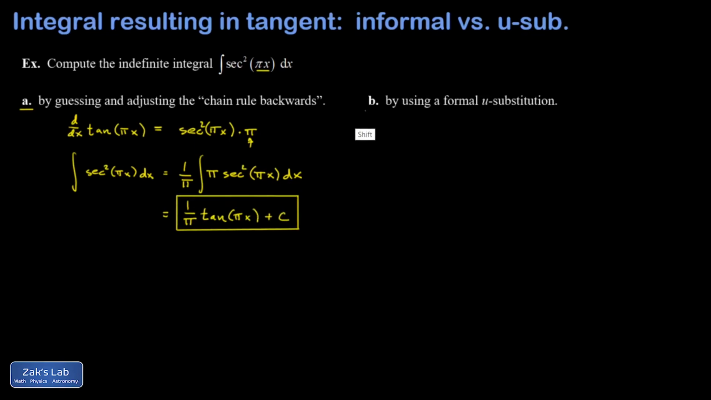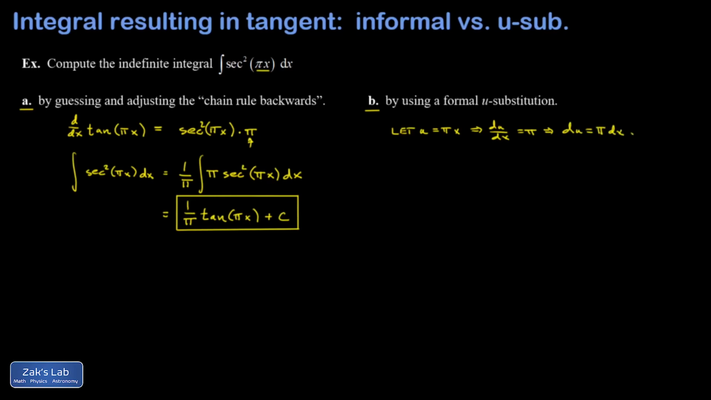In part B, we're asked to do the same integral using a formal u-substitution. And really the point I'm trying to make here is that the vast majority of u-substitutions are really just trying to account for this simple sort of adjusting for what the chain rule does when you run it backwards. So I'm going to let u be equal to my inner function here, pi x. Well, that means du dx is pi. The reason I'm doing this is so I can transform my differential in addition to the rest of the integrand. And so I get du equals pi dx.